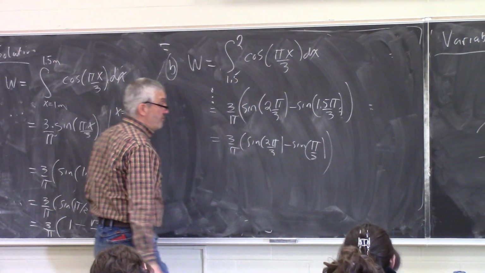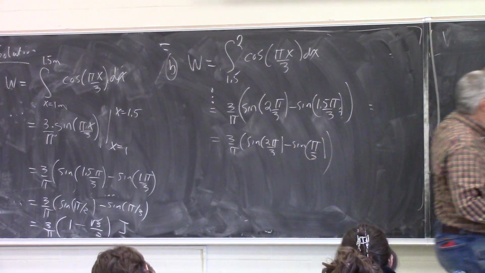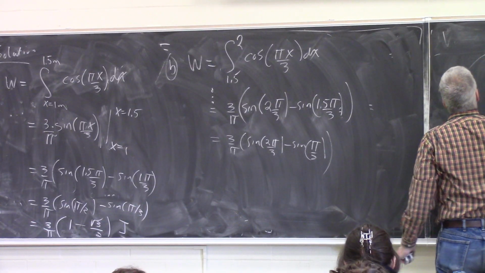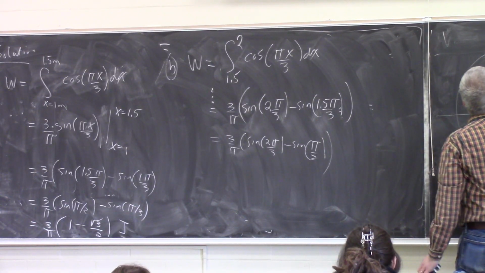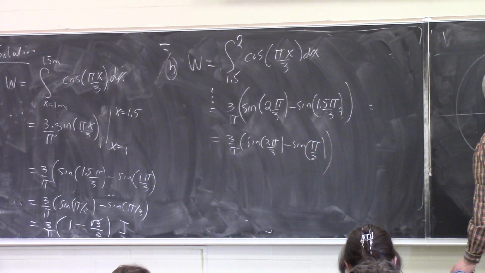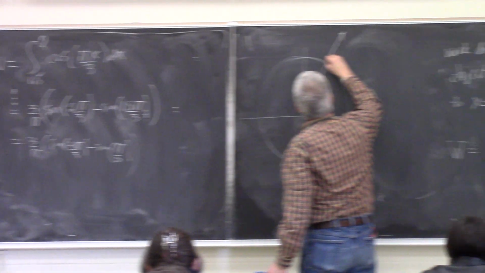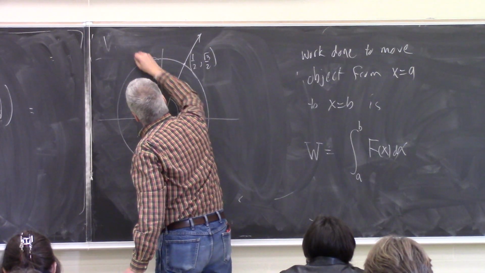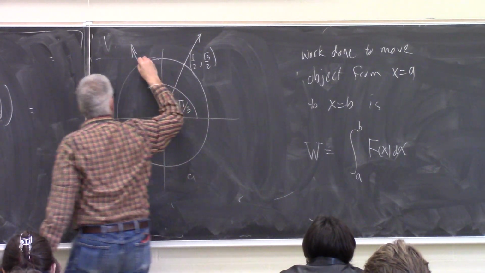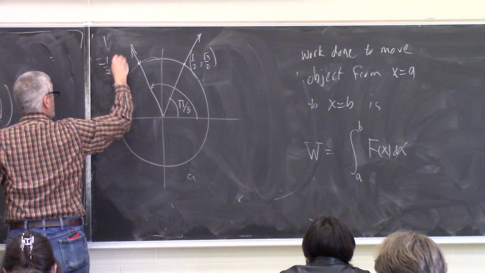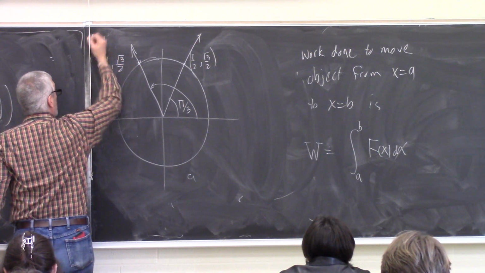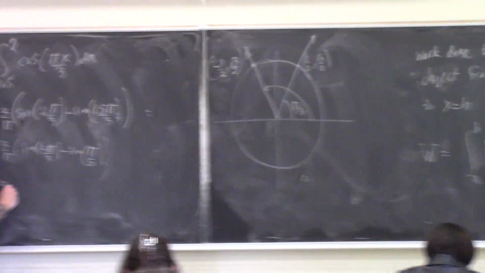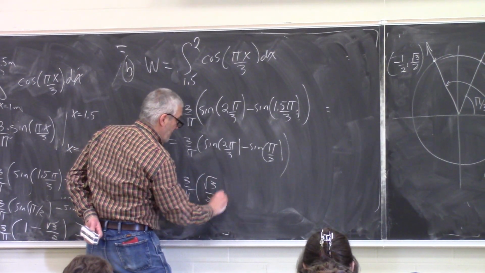Now remember, the sine of 2 pi over 3 is square root of 3 over 2. If you do a unit circle, here's pi over 3. The ray created by that angle crosses the unit circle at 1/2 comma square root of 3 over 2. Here's 2 pi over 3, and the ray created by that angle crosses the unit circle at minus 1/2 comma square root of 3 over 2. The y-coordinates of those points are the same, and those are the values of sine. So this is 3 over pi times square root of 3 over 2 minus 1.